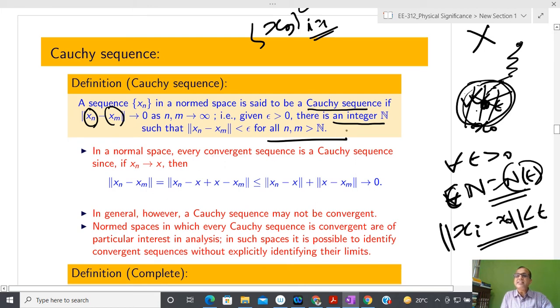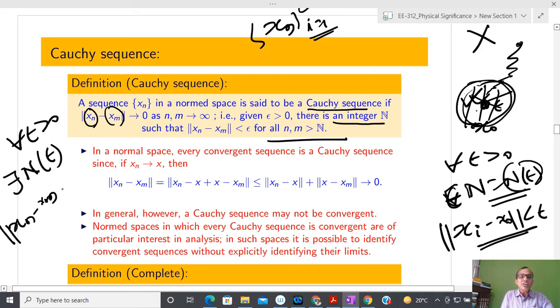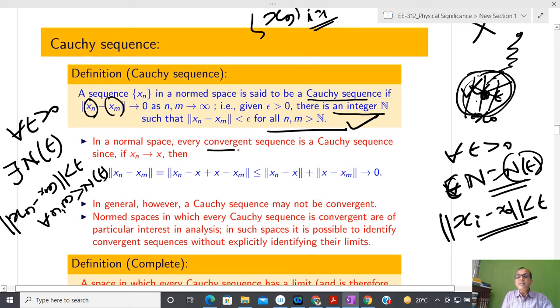If this relation is satisfied, it means that for every epsilon greater than 0 there exists an n, and again this n is a function of epsilon. Now what I have to do is see that the distance between these two terms is less than epsilon for all n and m greater than n, where n is a function of epsilon. If we are able to do that, then we define that sequence as a Cauchy sequence.